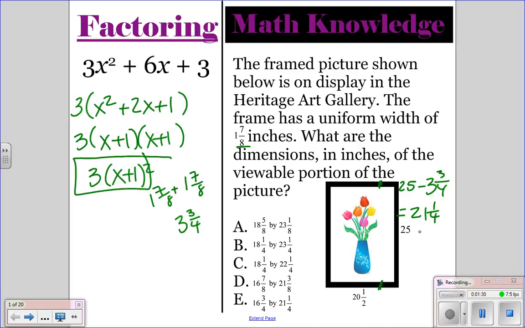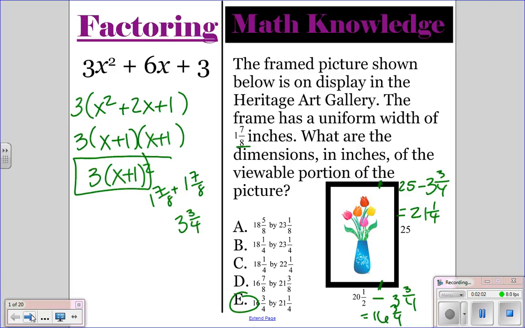So if you look, that tells us that it looks like E may be our answer because that's the only one that has 21 1/4. But let's check and make sure with the other side. So we have 20 1/2, and we again need to subtract 1 7/8 twice. So that's 3 3/4. And so if you subtract those, you will get 16 3/4. And so E is your answer.